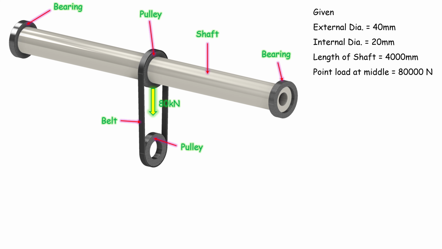Shear stress tau equals shear force divided by cross-sectional area, which comes around 0.08 newton per millimeter square. We can combine the bending stress and shear stress using different failure theories.